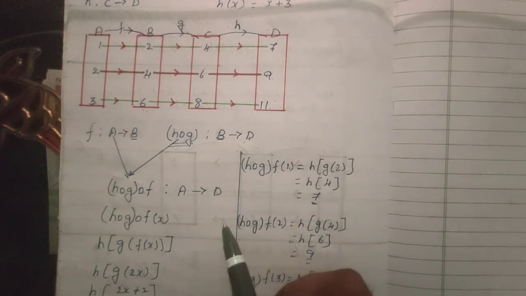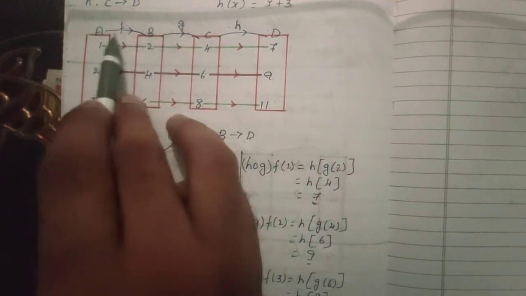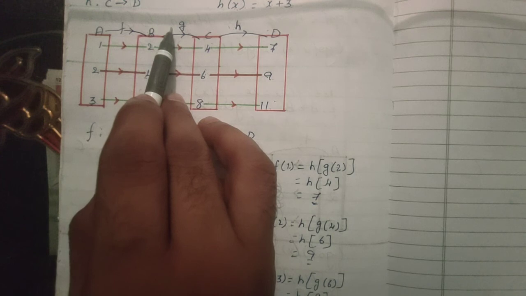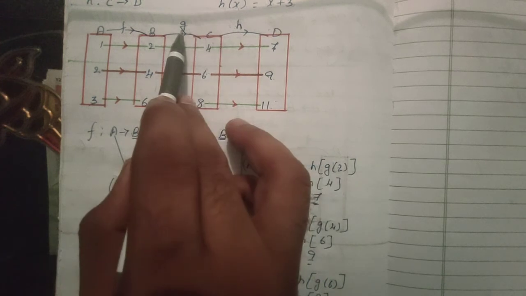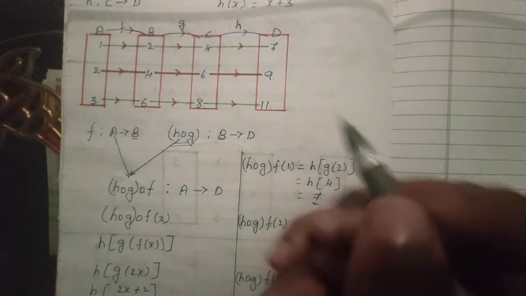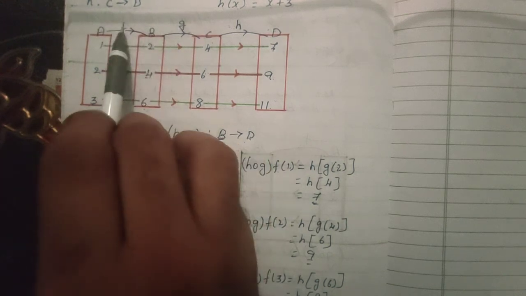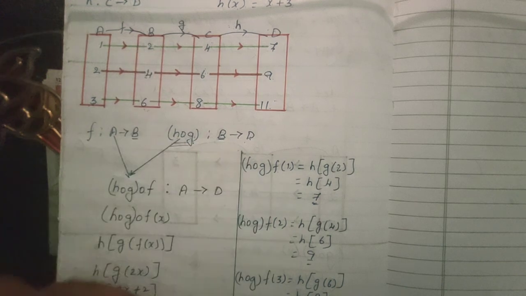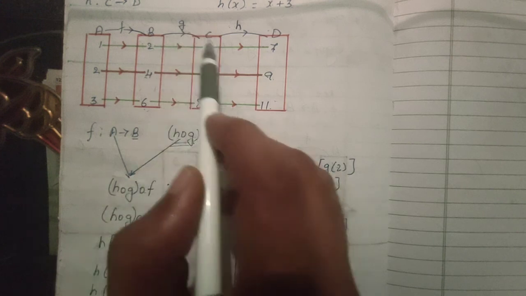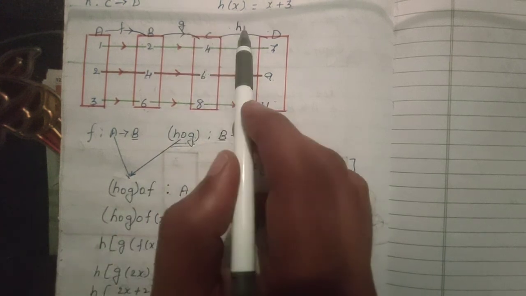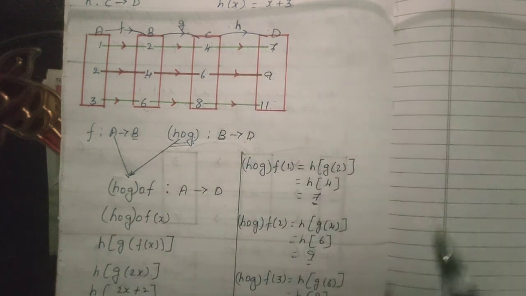Okay, now students, here you need to remember, when you combine f and g, that is denoted by g of f. When you combine these two, h of g. And remember, when you are combining two functions, this function's output and the next function's input should be the same. When you are combining g and h, the output of g should be the input of h. Then only you can combine these two, or else you cannot.